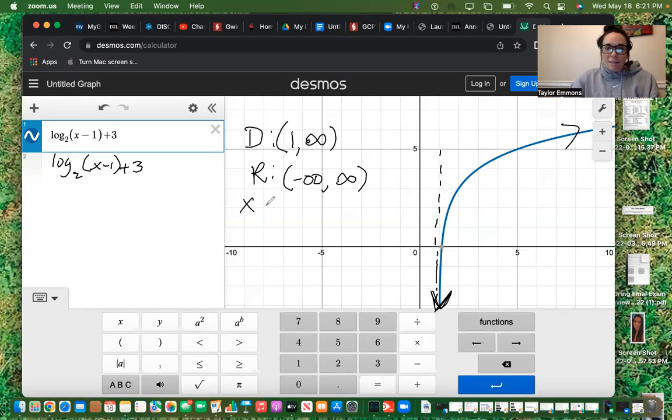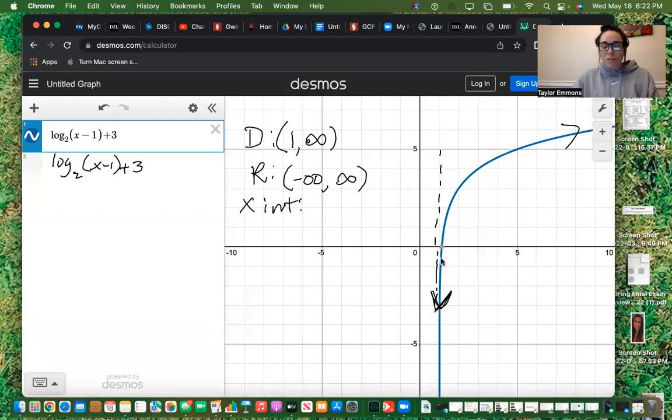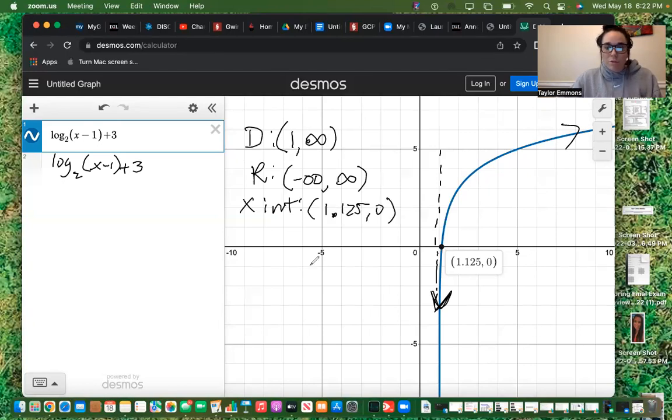Now, my x-intercept on this one would be where it crosses the x-axis. And one of the great features of Desmos is you can click a little point right here. So that's going to be (1.125, 0). And there's no y-intercept.